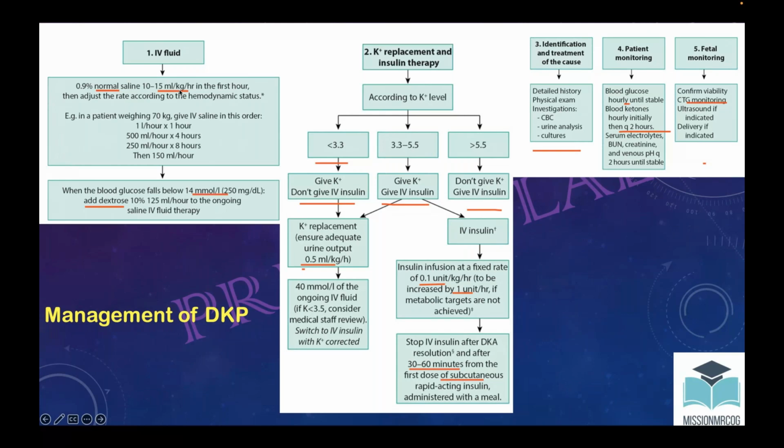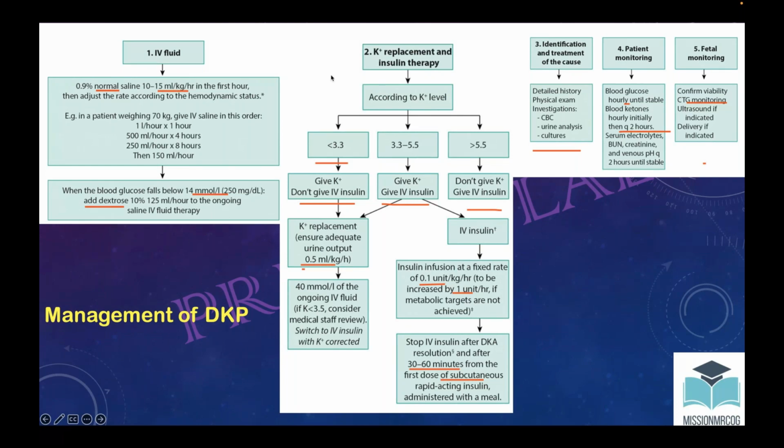Then when the blood glucose level falls below 14, 10% dextrose would be added at a rate of 125 ml per hour. So this is the first line treatment, the fluid of choice, and these are the doses. You will get a question from here. It is very important.